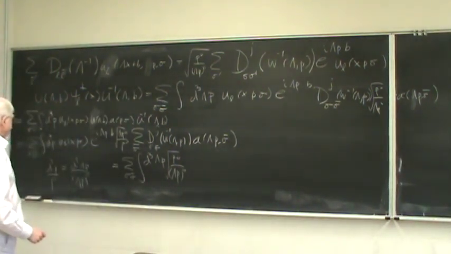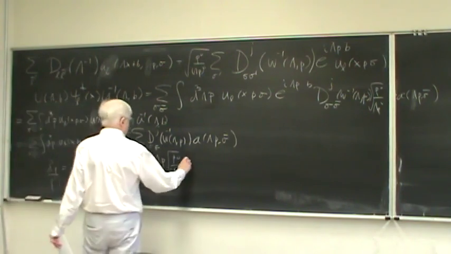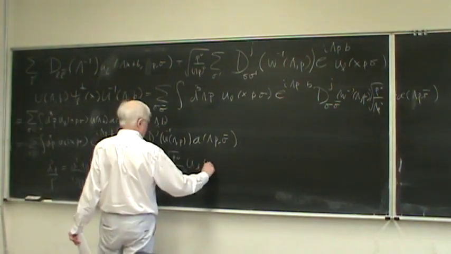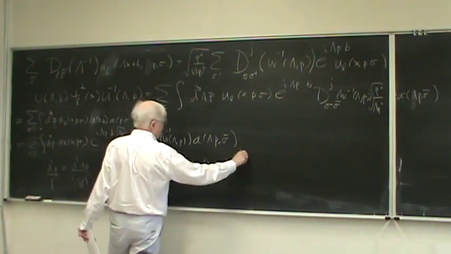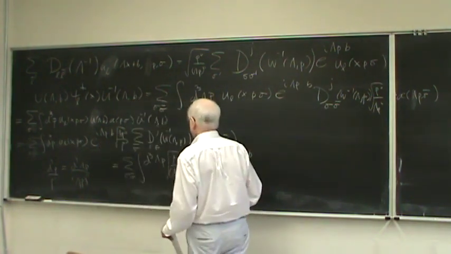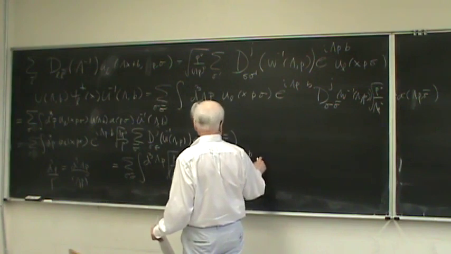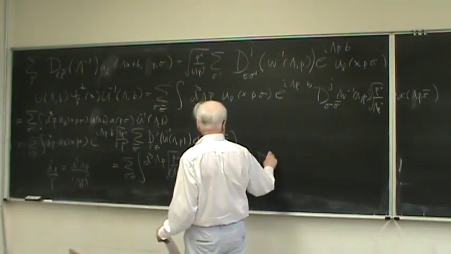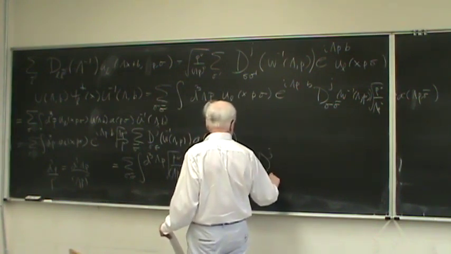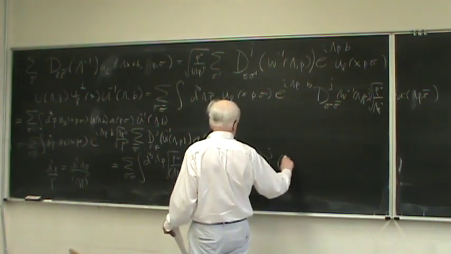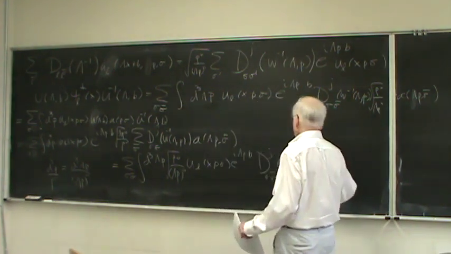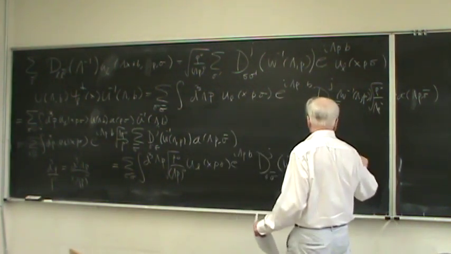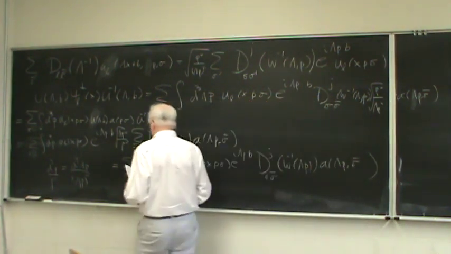and U_L of x, p, sigma, e to the i lambda p dot b, D_J sigma sigma bar, W inverse of lambda and p, a lambda p sigma bar. Okay, that's it. That's stage.